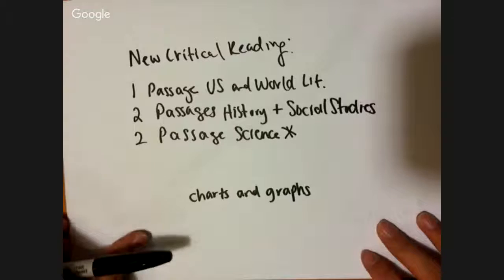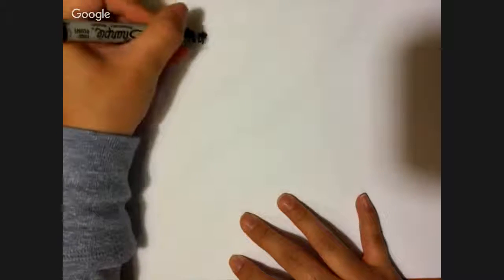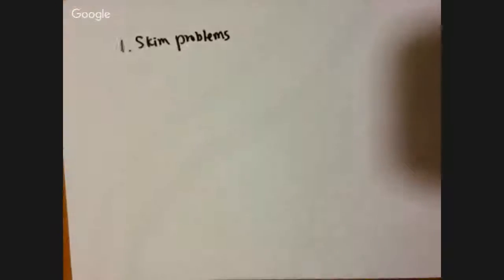All right, so now let's start talking about strategy in terms of how to answer the problems. Okay, so first step, skim the problems. Before you start reading the actual passage, you need to come in with an idea of what the problems are and how you're going to solve them. This will make your reading go by a lot faster and you can answer the questions faster too. Because if you don't know what you're looking for, then when you're trying to answer the questions, you'll just have to read the passage again and it'll slow you down.